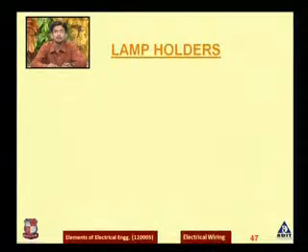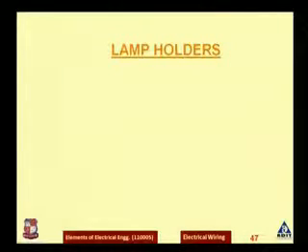Now we will see which are the different lamp holders. You might be seeing different kinds of lamp holders at your home. For example, the lamp holder used in the ceiling fan is different. The lamp holder used in your tube light connection is different. The lamp holder that you use at the ceiling is different. The lamp holder that you use in the bathroom is also different. The lamp holder that you use at the compound is also different. So which are the different holders?